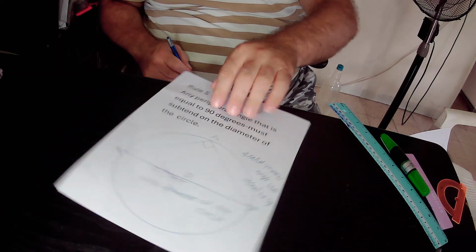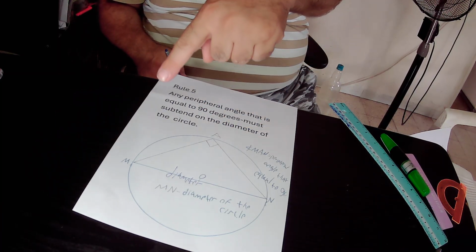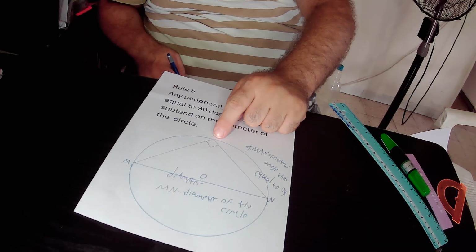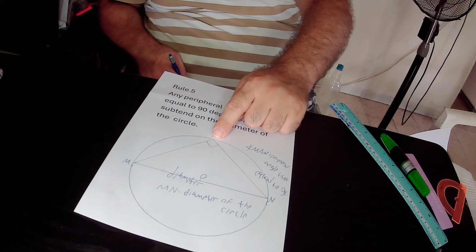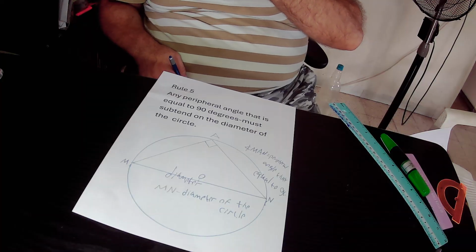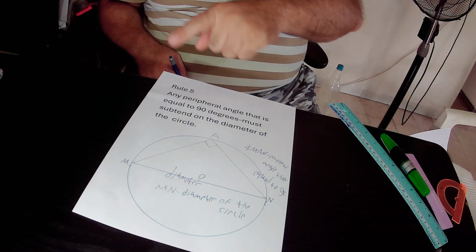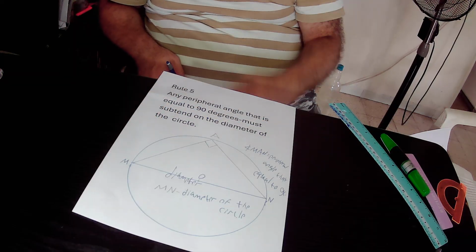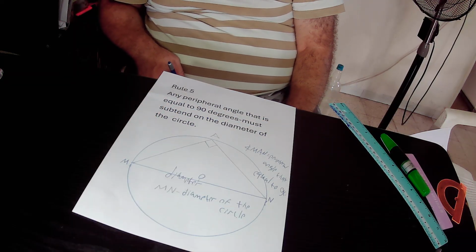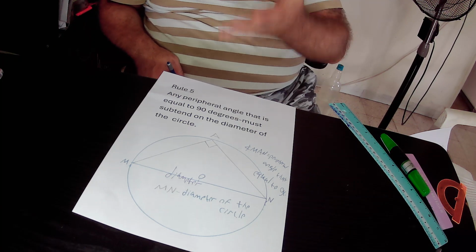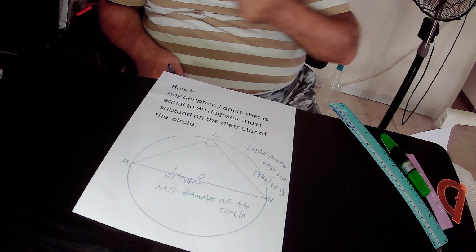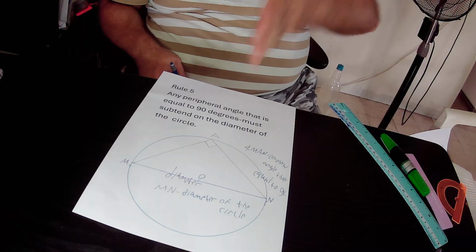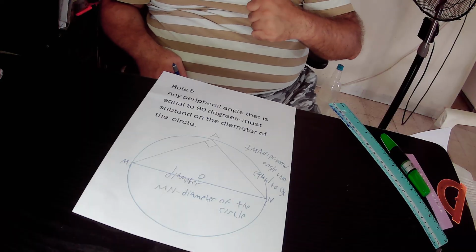Peripheral angle MAN is equal to 90 degrees in size, therefore it must subtend on the diameter of the circle. And indeed, peripheral angle MAN subtends on MN, that is the diameter of this circle. So according to this rule 5, any peripheral angle that is equal to 90 degrees in size must subtend on the diameter of the circle.